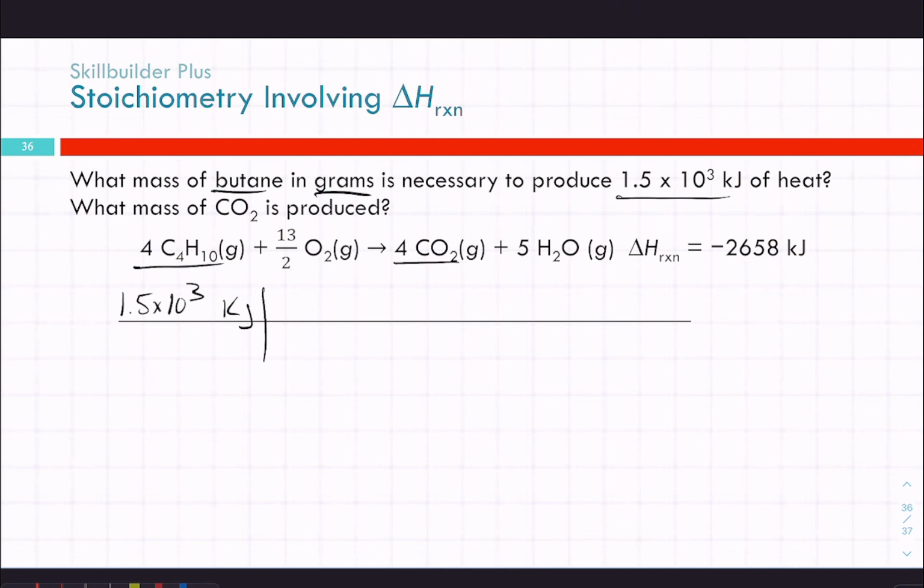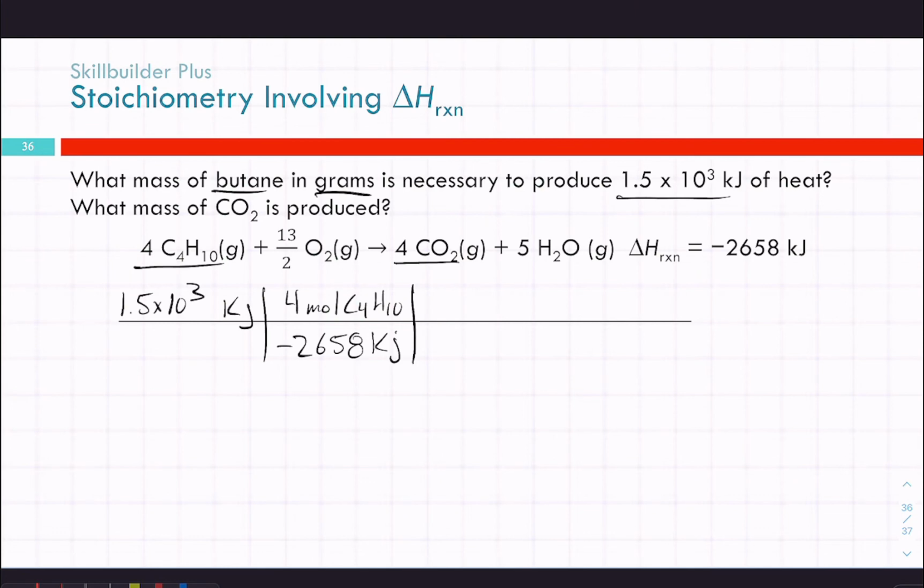So we will divide by the 2,658 kilojoules, but we also need to multiply by something. Oh yeah, they're both 4. So we'll multiply by 4 moles of butane, because we're going to solve for butane first. So negative 2,658, and we're going to multiply by 4 moles of butane, because that's the molar ratio, right? Okay, so now we've got 4, that'll give us 4 moles of butane.